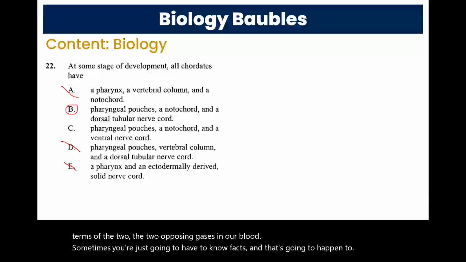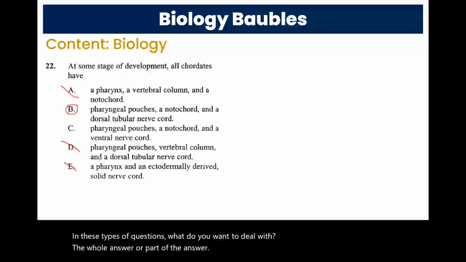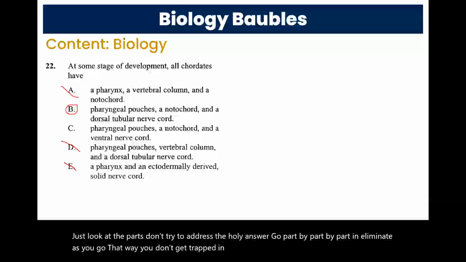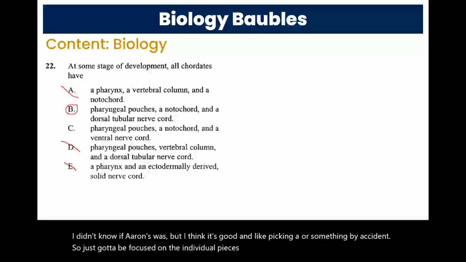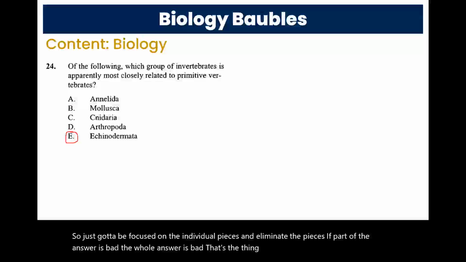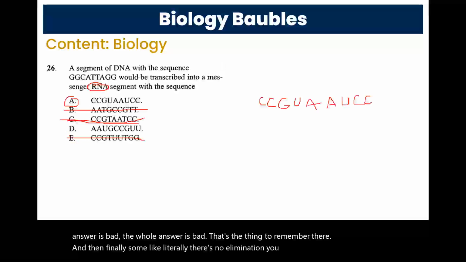In these types of questions, what do you want to deal with, the whole answer or part of the answer? Just look at the parts. Don't try to address the whole answer. Go part by part and eliminate as you go. That way you don't get trapped in thinking, okay, I didn't know what pharynx was, but I think it's good, and picking A by accident. So you just have to be focused on the individual pieces and eliminate the pieces. If part of the answer is bad, the whole answer is bad. That's the thing to remember there. And then, sometimes there's no elimination you can do. You just have to get to the answer.